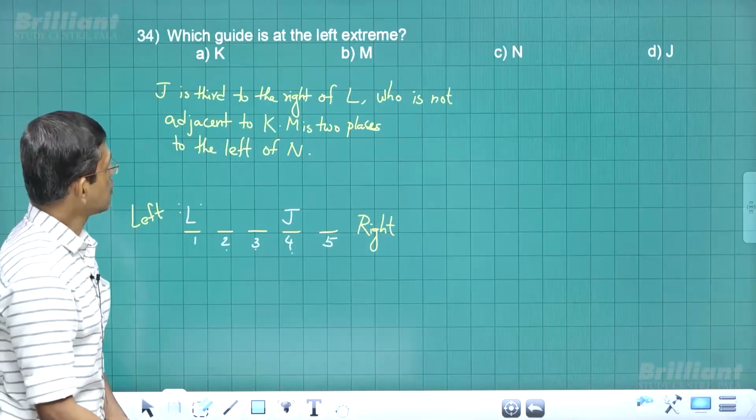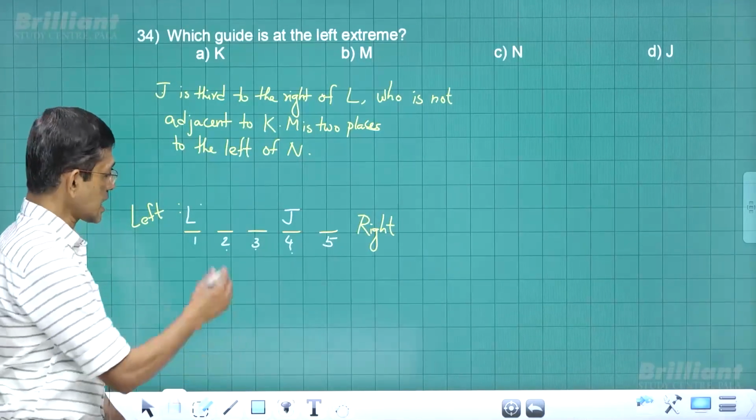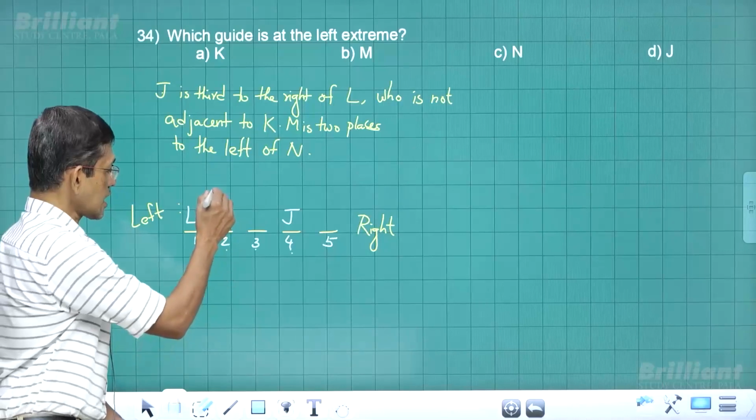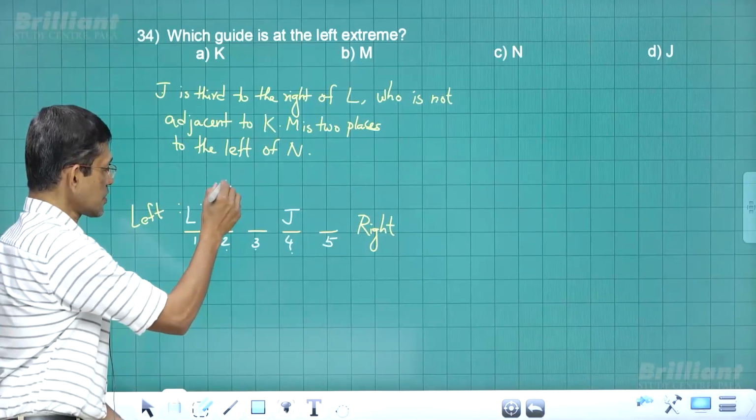Then L, who is not adjacent to K. So L is not adjacent to K. K cannot be here.